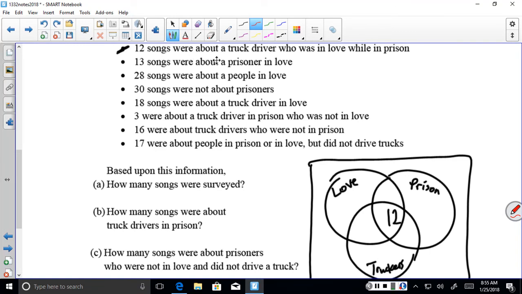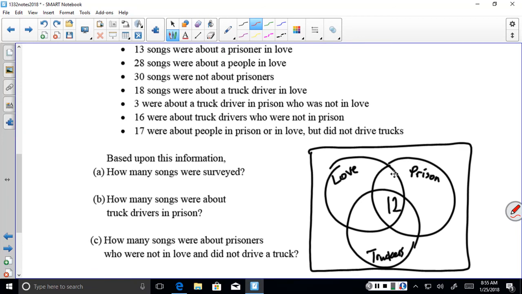"13 songs were about a prisoner in love," but I'm going to read it slowly. 13 songs were about a prisoner. So I've already narrowed it down to these 4. Out of these 4, we're looking for people who are in love. So now I've narrowed it down to these 2. I already have 12 in there, so that leaves 1.